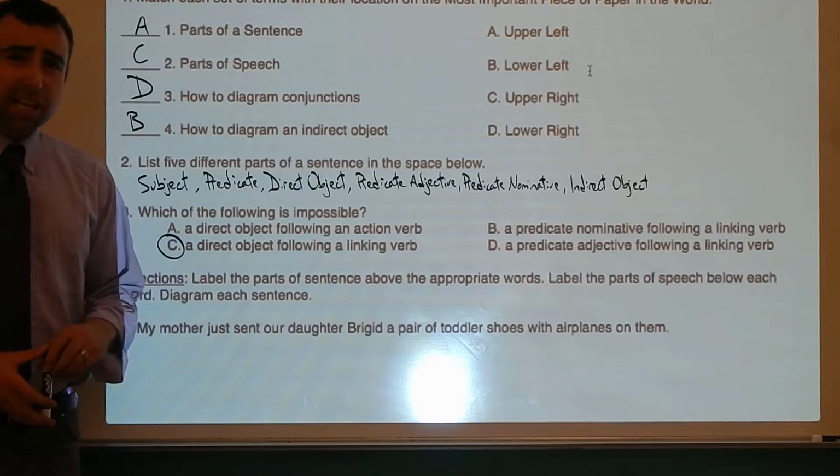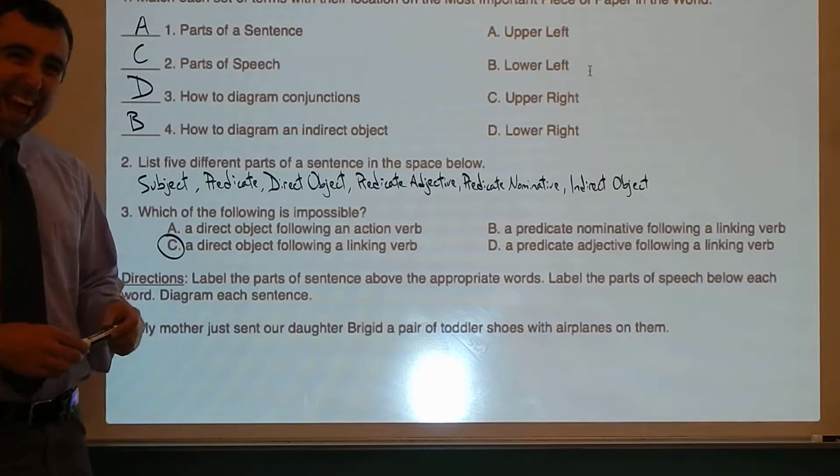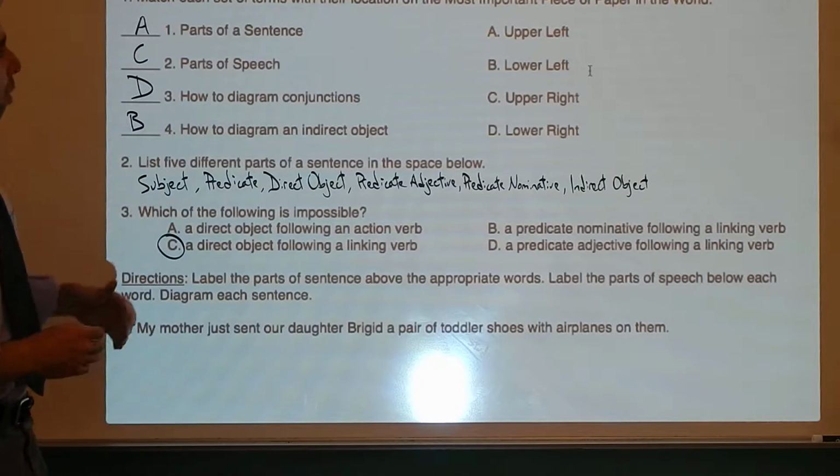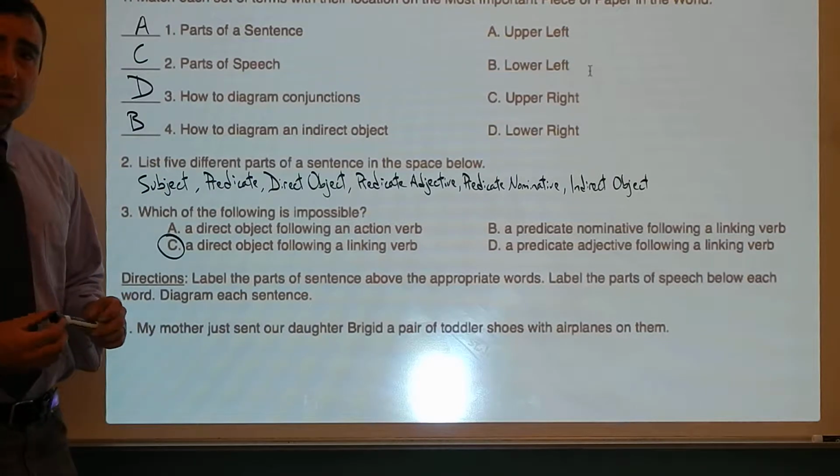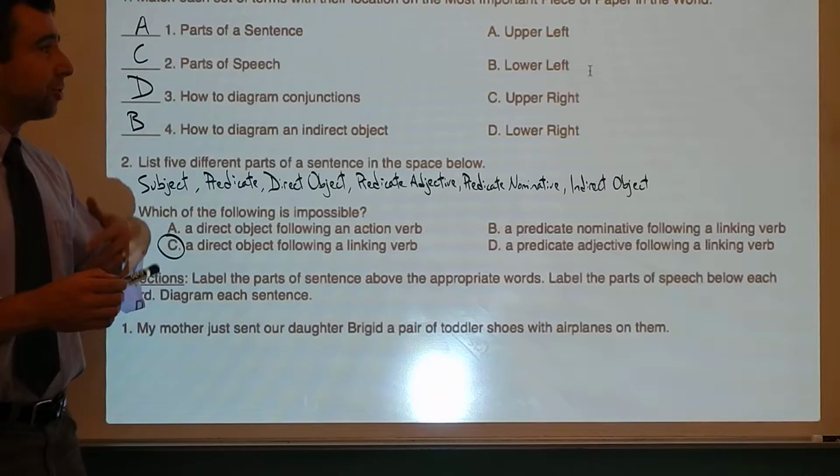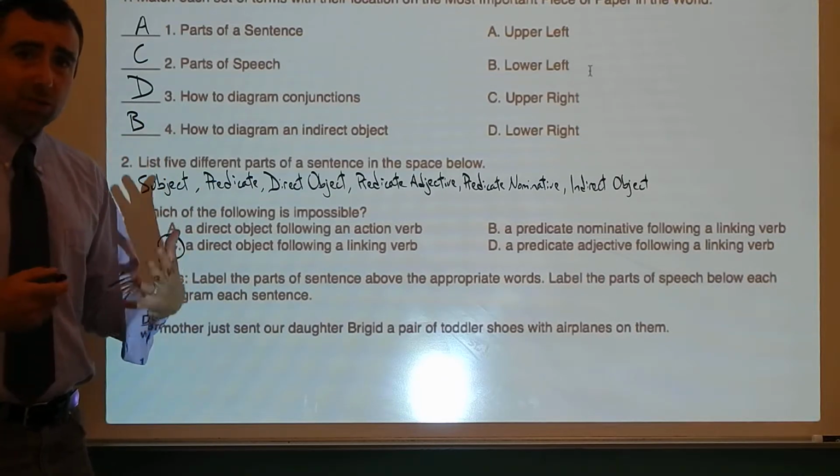Hello and welcome to sentence diagramming exercise 10a. More practice with conjunctions linking multiple modifiers. Before we introduce a new concept, we're going to do one more lesson with this.